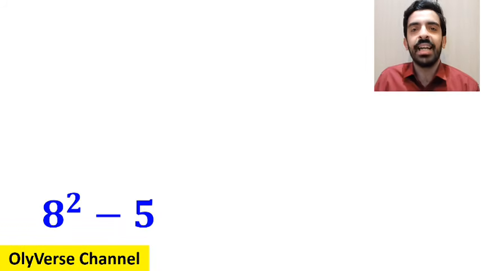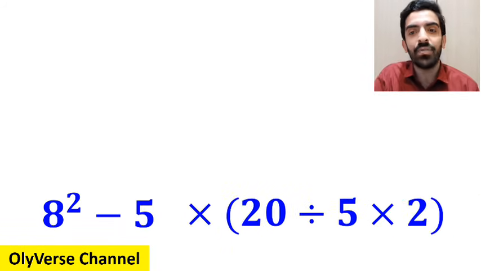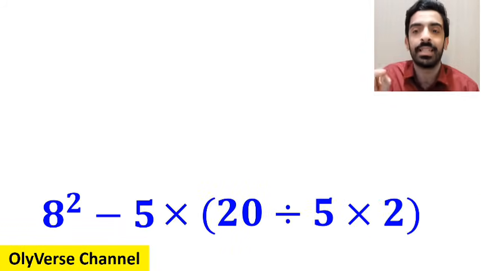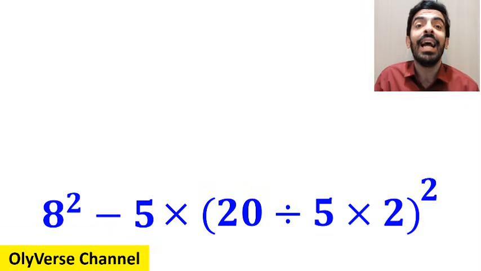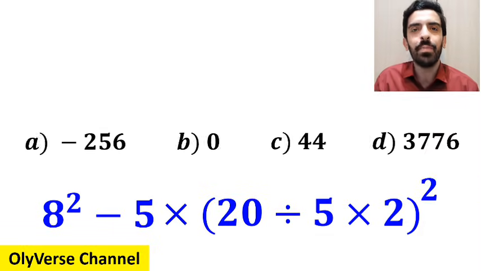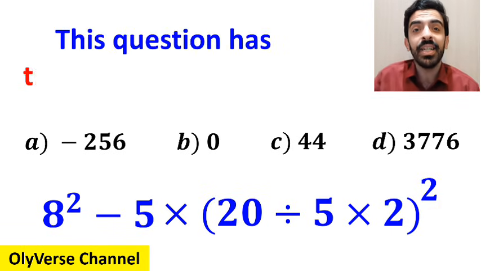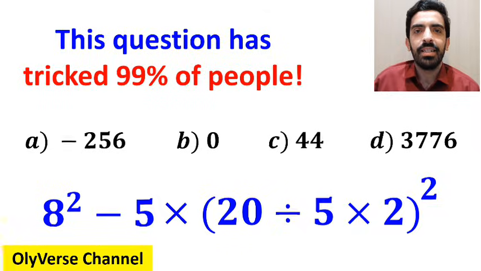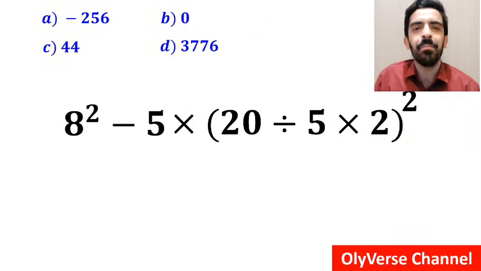What is the value of the expression 8 squared minus 5 times (20 divided by 5 times 2) all squared? Which option do you think is the correct answer to this question? This expression has tricked 99% of people. Let's dive in and break it down step by step together.